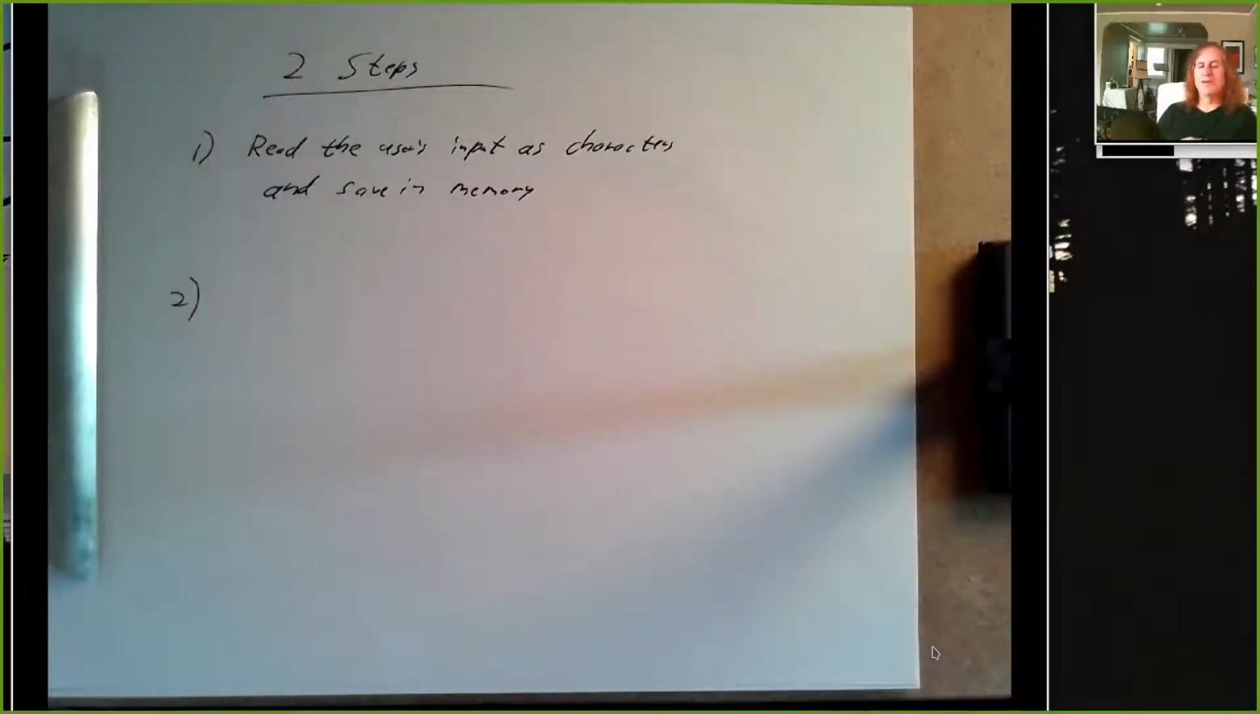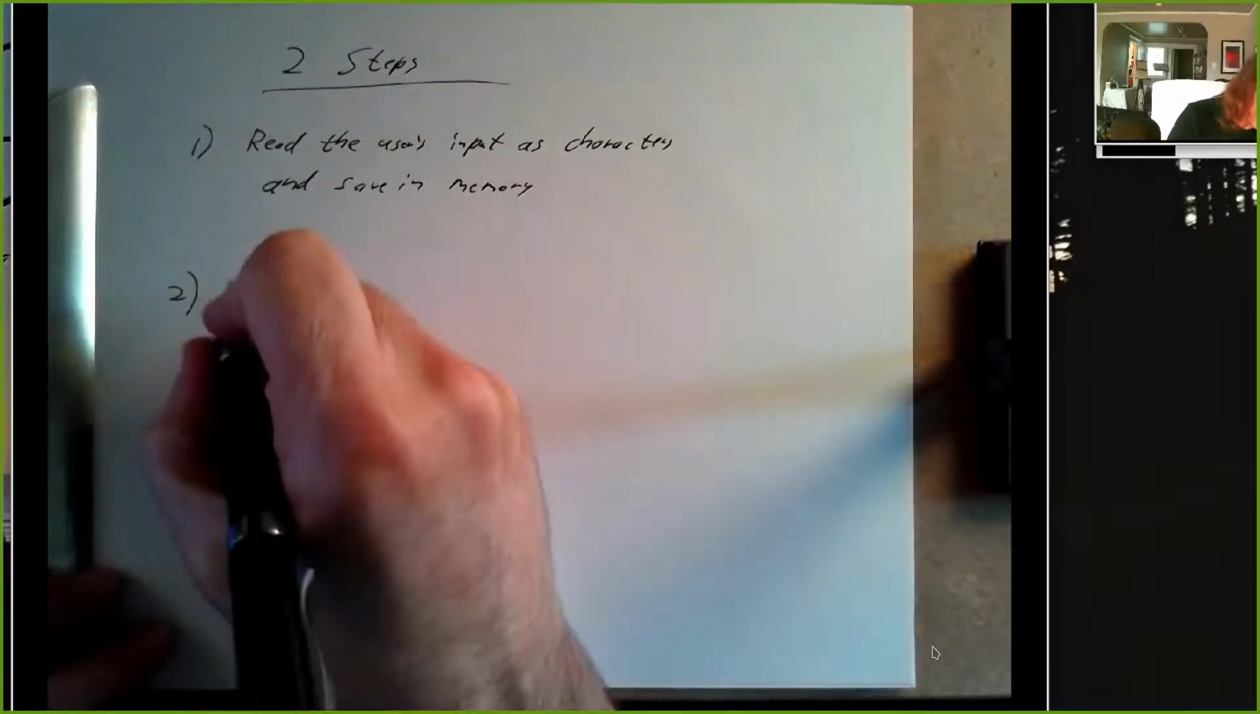We're not going to interpret it. We're not going to say they typed a number 2, so this must be an integer that starts with a 2. We're just going to read what they type in and save it in memory. The reason being, once it's in memory, we can do whatever we want with that. We can interpret it 15 different ways. We can analyze character by character. We can run it through parsers and so on and so forth. First thing we're going to do, read the user's input and save it in memory as characters.